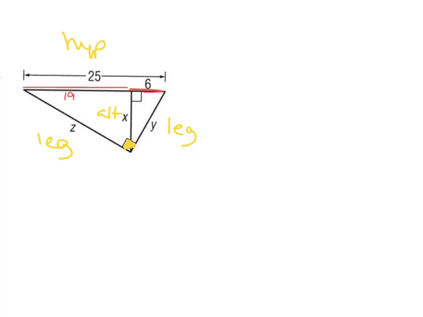Okay, so finding the altitude, remember it states altitude over part equals part over altitude. So this is going to give me x squared equals 19 times 6 is 114. And then you take the square root. We will get a decimal. That's okay. We get 10.6771. Okay, so this was our x value.